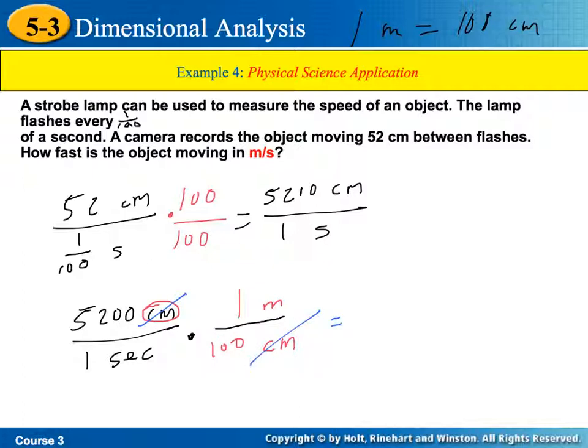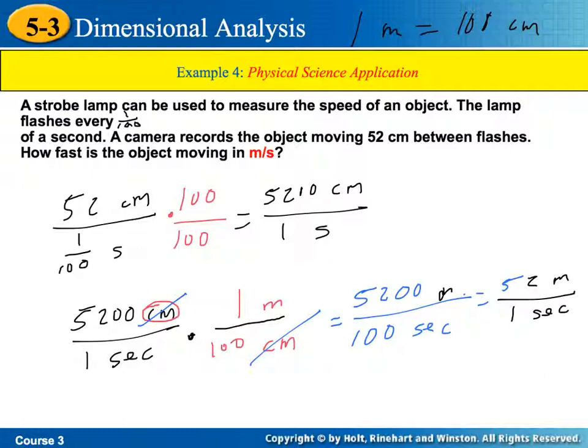When I multiply straight across, I get 5,200 centimeters over 100 seconds. When I simplify this as much as possible, I get 52, sorry, not centimeters. Mr. Shee, what are you doing? It's meters here. So there's 5,200 meters in 100 seconds. As I multiply straight across, I get 52 meters per second. So that object is moving at 52 meters per second.